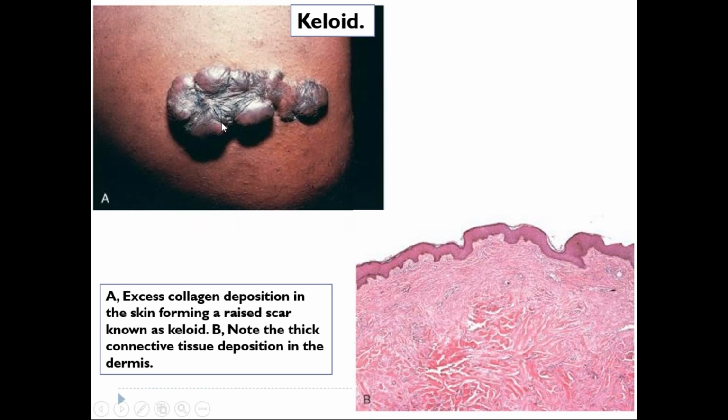So this is the picture of a keloid. You can see that there is an excess amount of production of collagen at the site of injury. You can see in the microscopic picture a lot of collagen arranged haphazardly. Usually the collagen will be parallel with the surface epithelium, but here it is arranged haphazardly and there is an excess amount of collagen deposited in patients with keloid.